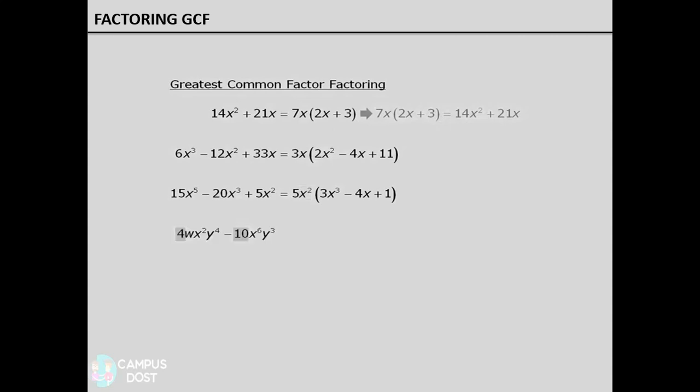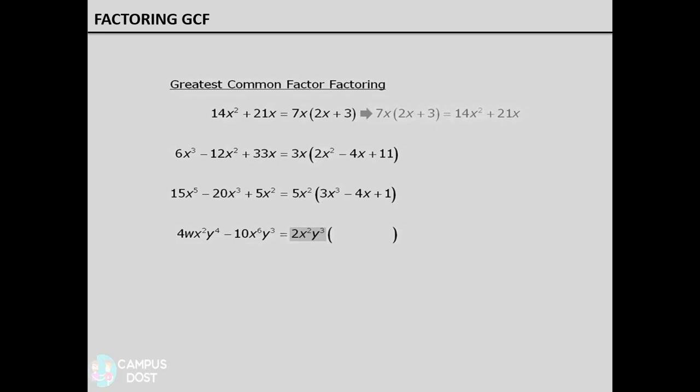Okay, one last example. Here, the greatest common factor of 4 and 10 is 2. The greatest common factor of w and no w is nothing, since the second term here does not have any w's. The greatest common factor of x squared and x to the power of 6 is x squared, and the greatest common factor of y to the power of 4 and y cubed is y cubed. So the greatest common factor of both terms here is 2x squared y cubed. Now the brackets. Inside the brackets we have the following, and I will leave it to you to confirm this.